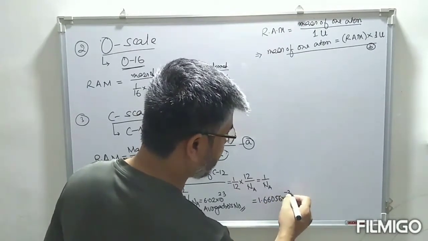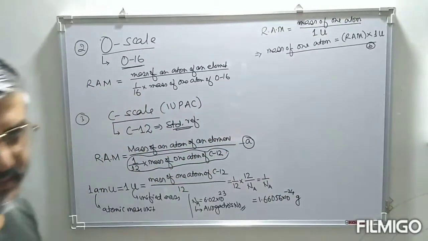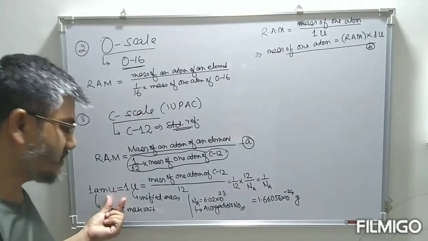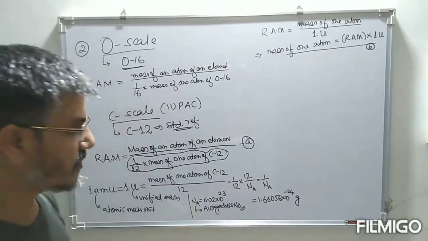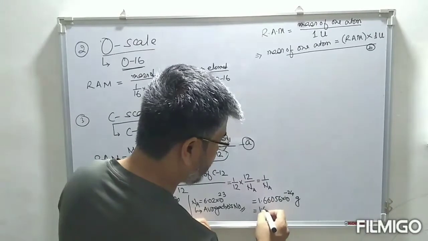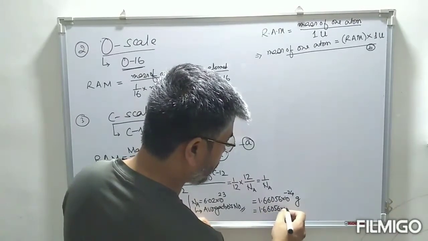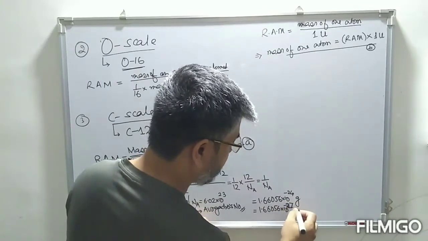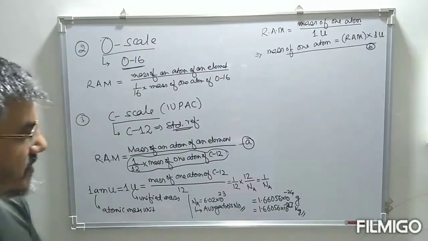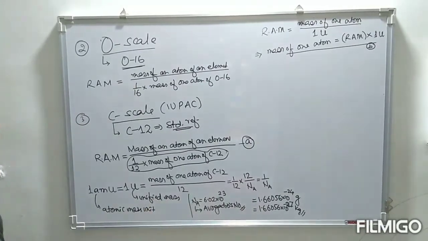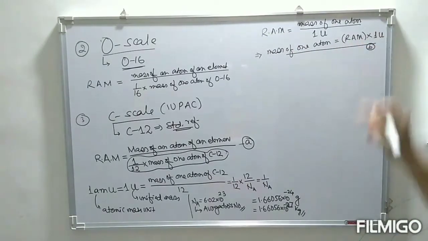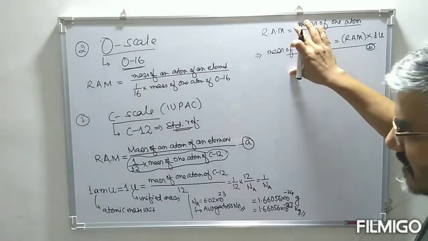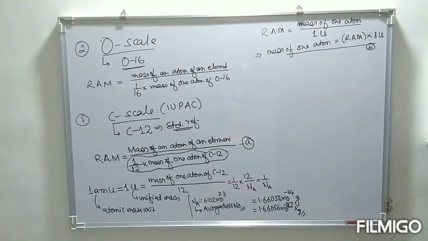So this value comes out to be 1.66056 into 10 to the power minus 24 gram. So the gram equivalent of one atomic mass unit or one unified mass is 1.66056 into 10 power minus 24 gram. This is equal to 1.66056 into 10 to the power minus 27 kilogram, the kilogram equivalent of unified mass. So look at this, the mass of one atom is equal to relative atomic mass into one unified mass. This is the atomic mass based on the carbon scale. So this is how we define atomic mass.